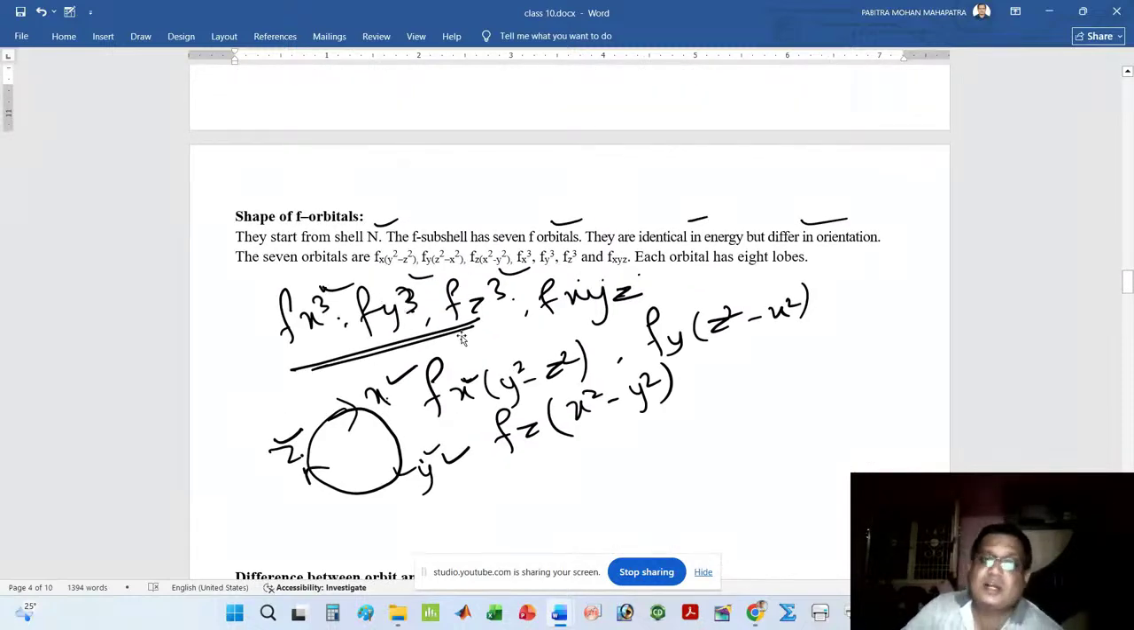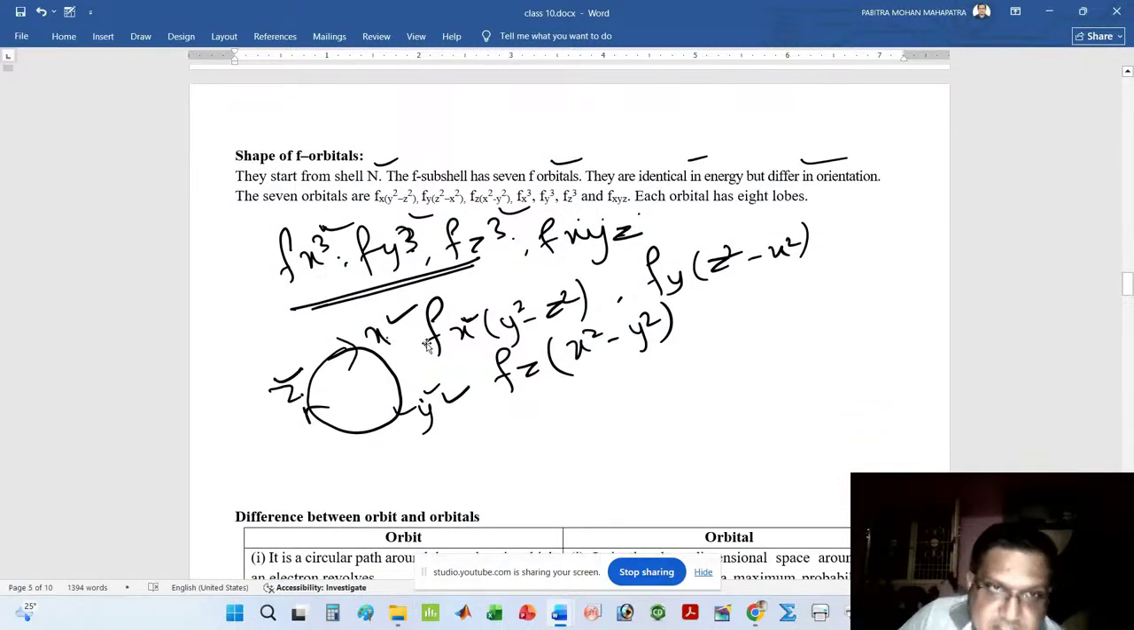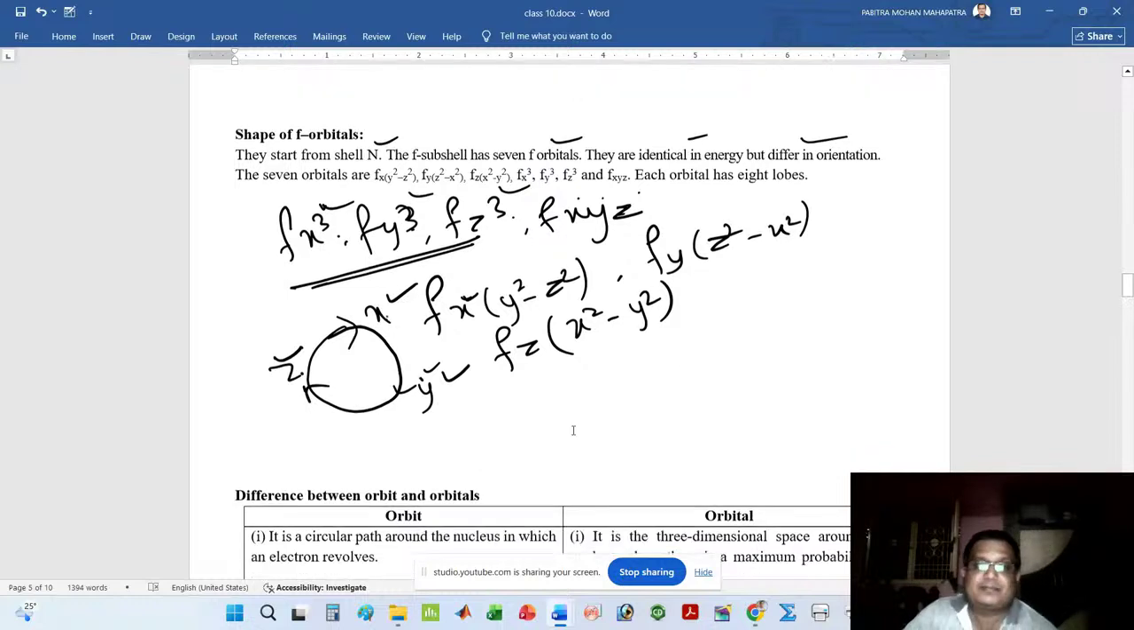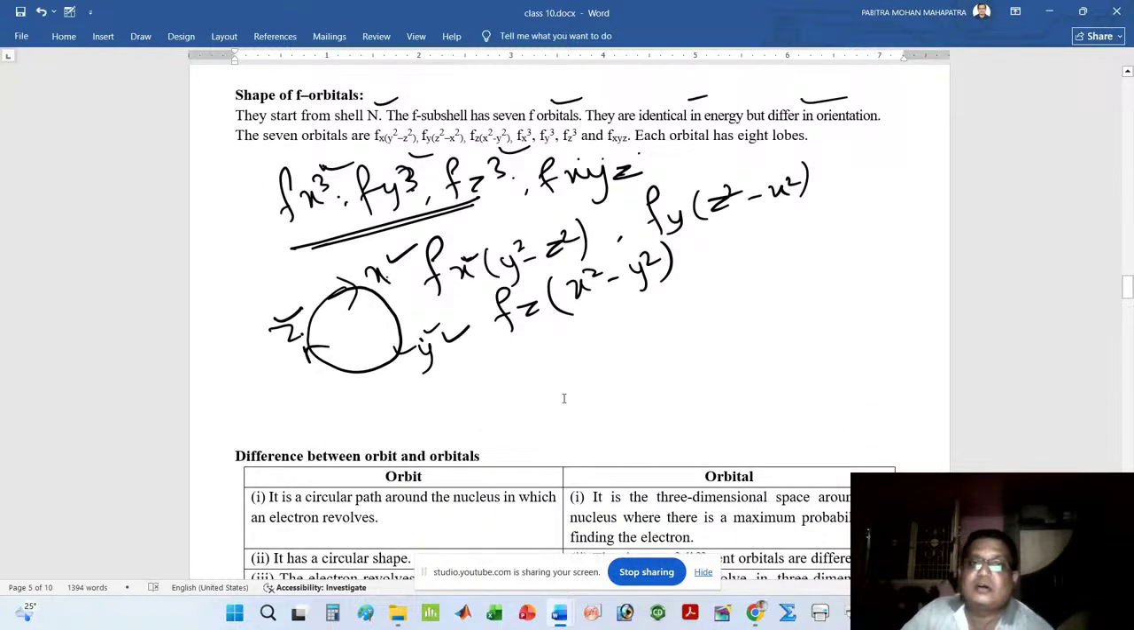Again, I want to say that for your plus 2 level, it is not necessary to understand the shape of the f orbital on paper because it is very complicated. It is very difficult to draw in 2D, that is on paper. It is very easy to understand in 3D.